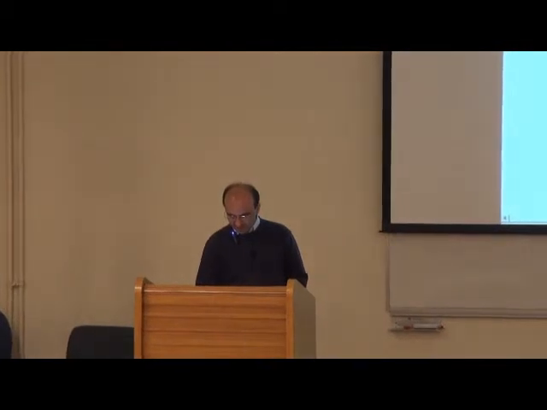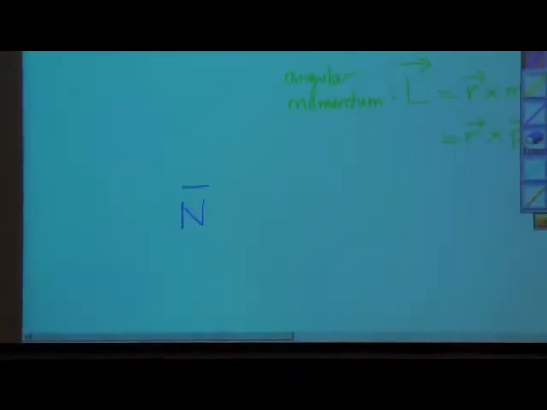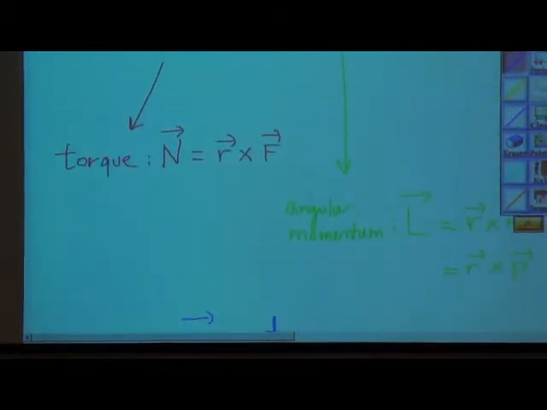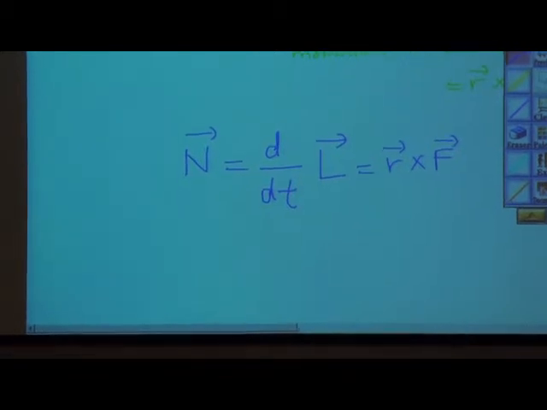Now we put everything together to write that torque in rotational motion is simply the time derivative of the angular momentum, or the position vector cross the force vector is the time derivative of the angular momentum. Any questions?